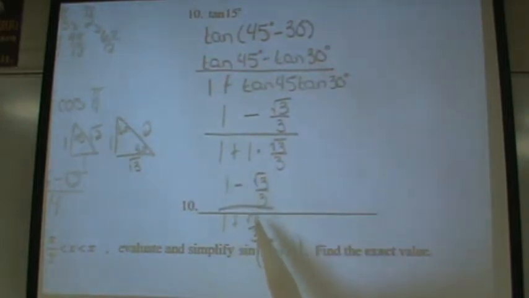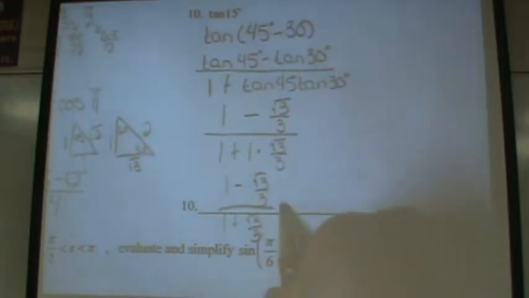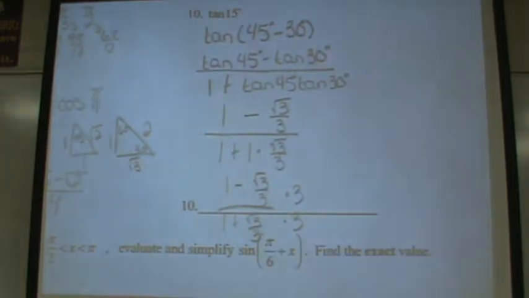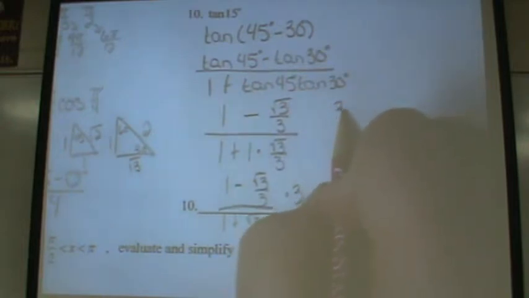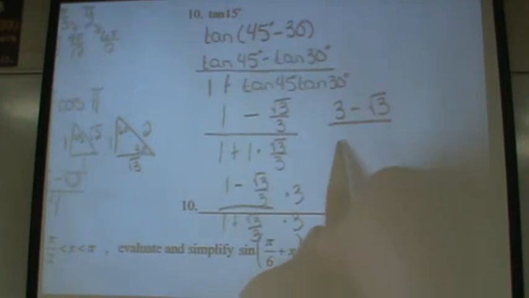Now we can't leave our answer like that because we have that radical in the bottom. So we're going to rationalize our denominator, but before we do that, we have these fractions. So to get rid of those fractions, we're going to multiply the top and the bottom by 3. And that's going to get rid of these root 3 over 3's that we have. So we're going to end up getting 3 minus root 3 all over 3 plus root 3.